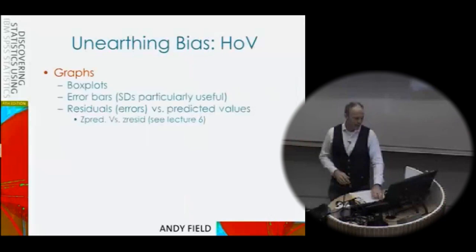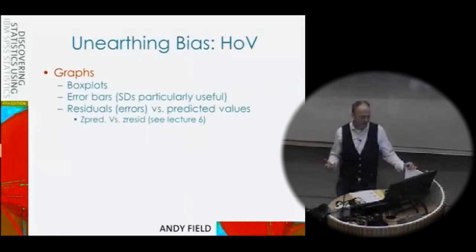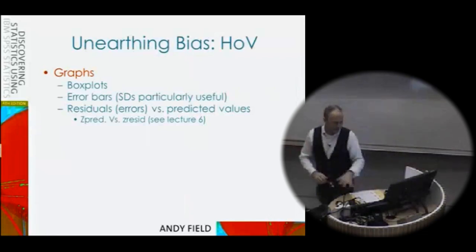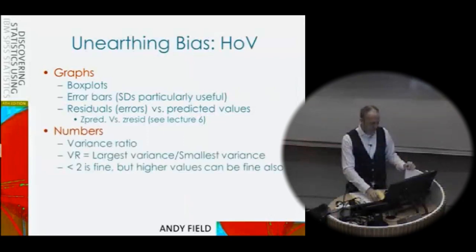Okay, what about homogeneity of variance? Again, we can look at box plots. We can look at error bars, especially if we plot standard deviations. They're useful. And again, I'm going to talk about this in lecture 6. We can look at the errors in the model and make some assessment based on those.